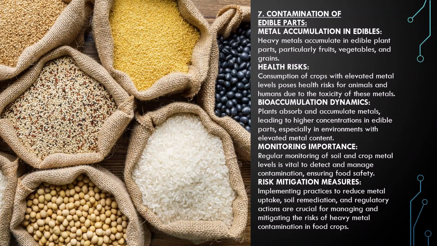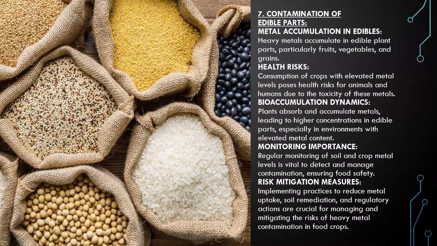7. Contamination of edible parts. Metal accumulation in edibles. Heavy metals accumulate in edible plant parts, particularly fruits, vegetables, and grains. Health risks. Consumption of crops with elevated metal levels poses health risks for animals and humans due to the toxicity of these metals. Bioaccumulation dynamics. Plants absorb and accumulate metals, leading to higher concentrations in edible parts, especially in environments with elevated metal content. Monitoring importance.